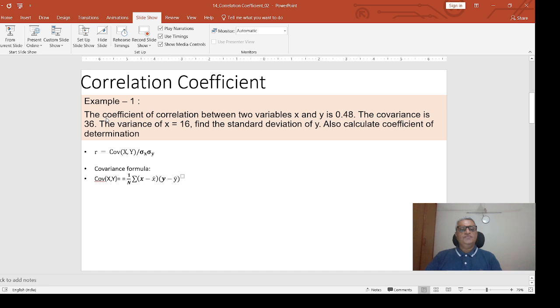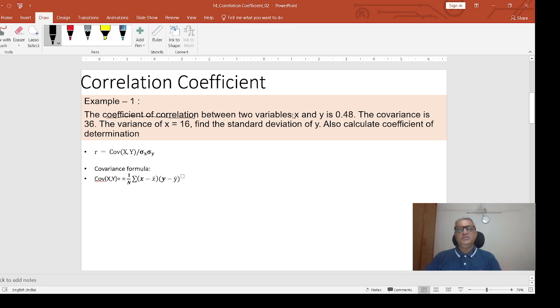The coefficient of correlation between two variables x and y is 0.48. So basically r is given to us. The covariance is 36, so we are also given the covariance between x and y. Then we are given the variance of x. The variance of x is 16. So what is variance, guys?